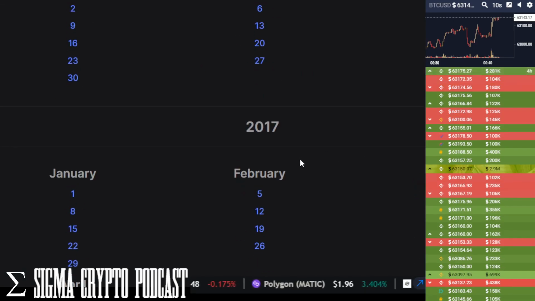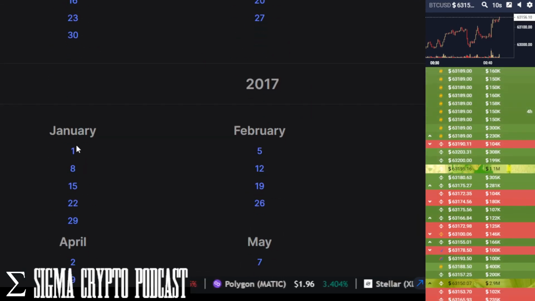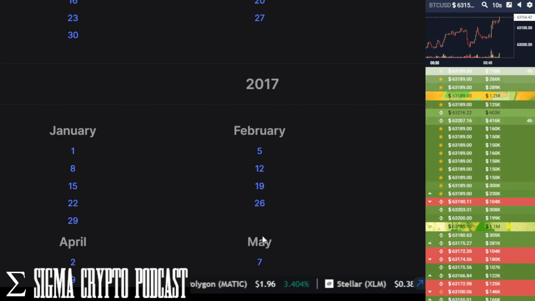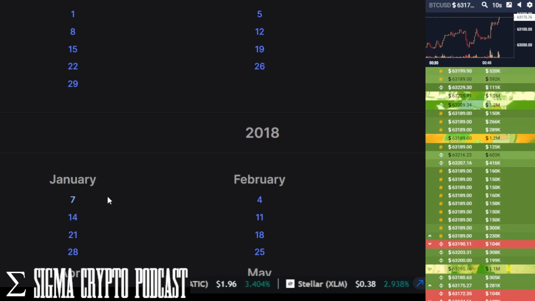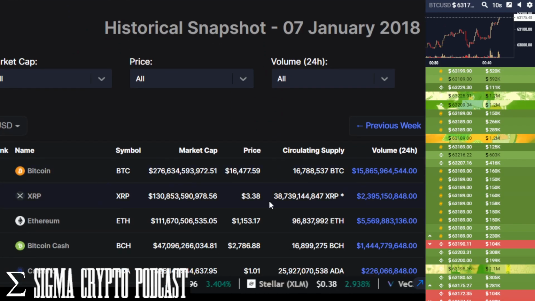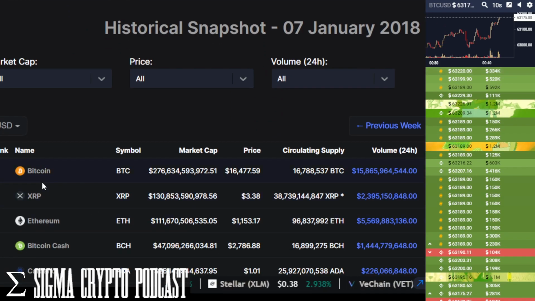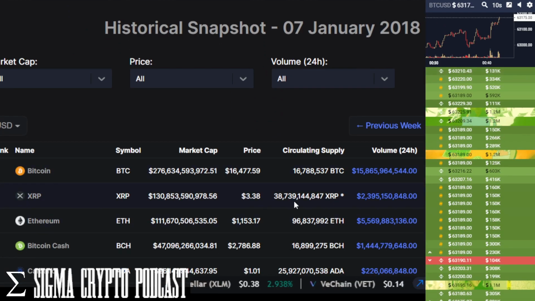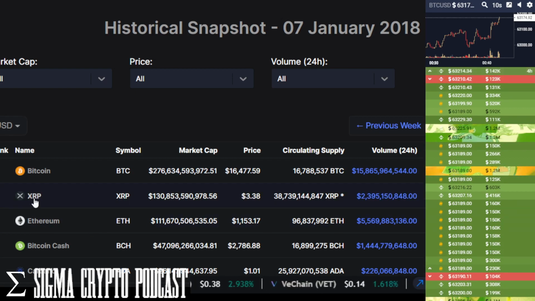Insane. And let's look at the start of 2018, the blow-off top. Yeah, let's see that. That's when XRP flipped Ethereum. Wow. For a short time, XRP was number 2. I didn't know that happened.